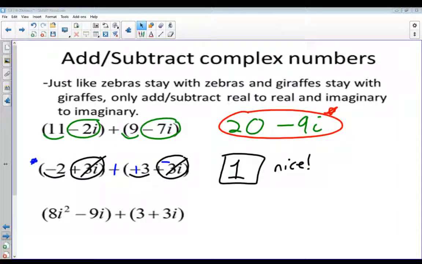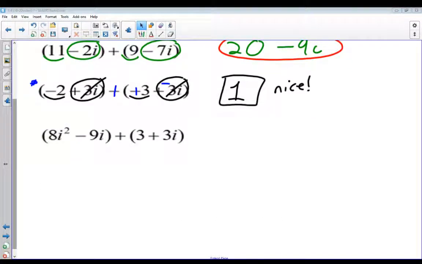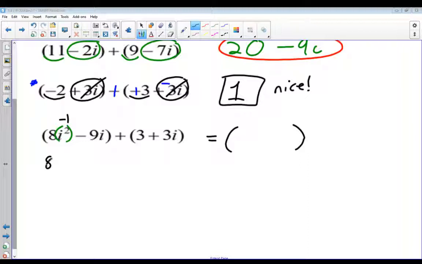And then the last example, let me scroll down for a second. Notice how this one's a little bit different because it has an i squared. And sadly, we cannot leave this alone. The i squared, you have to rewrite that as a -1. And you have to do that before you add anything together. So in other words, this is actually 8 times -1, which will become -8, and then minus 9i.